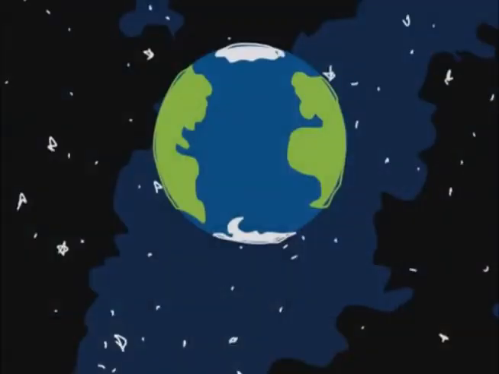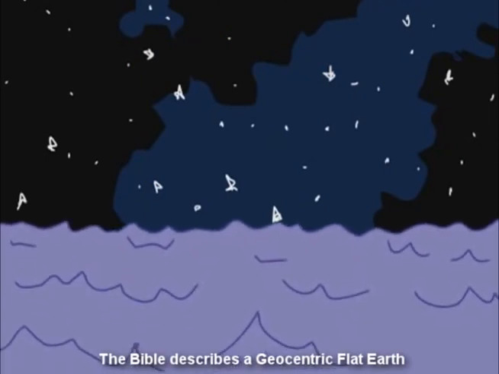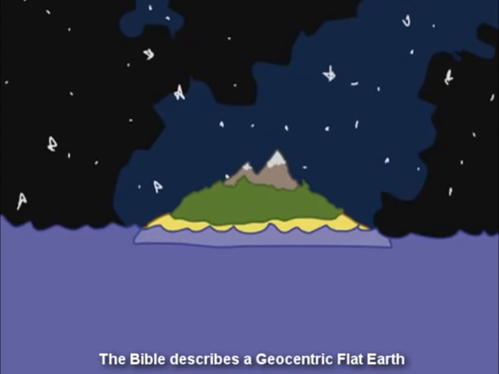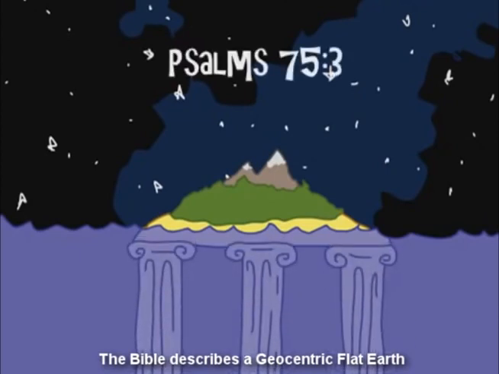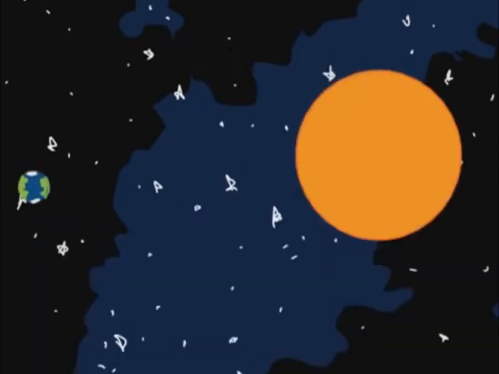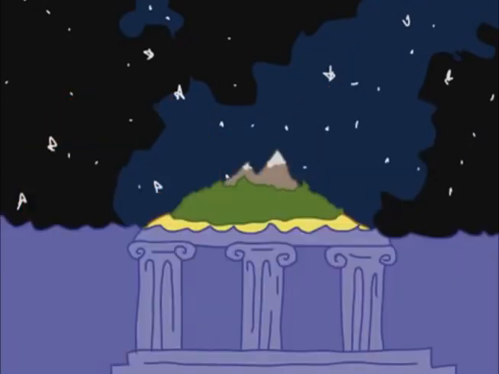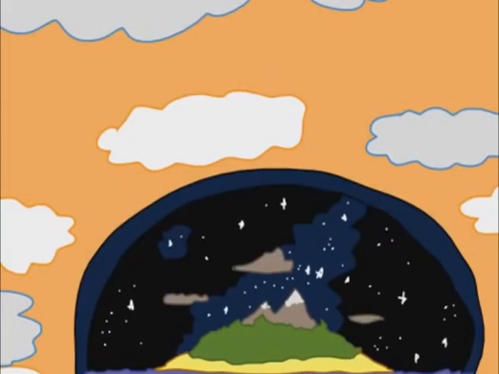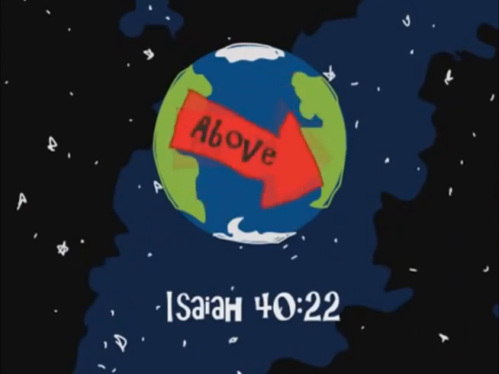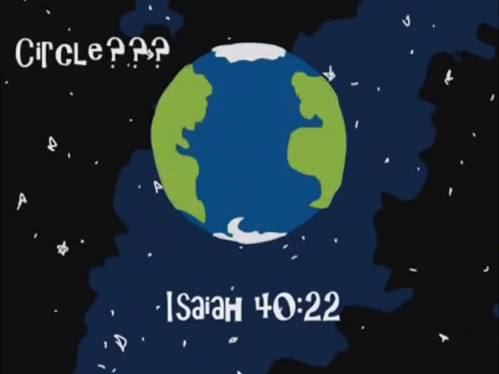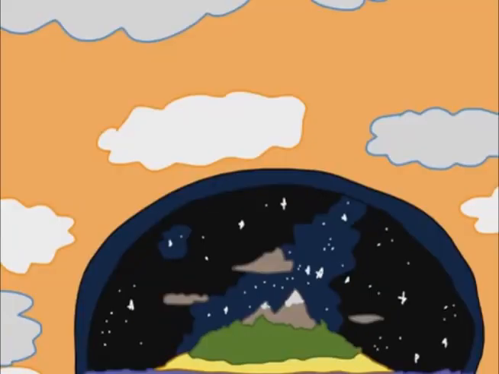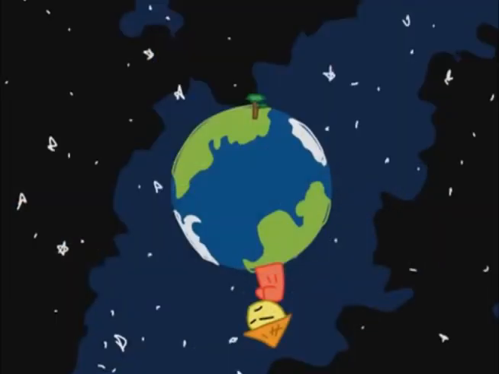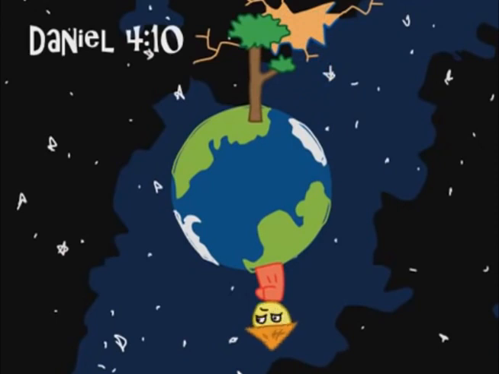He inscribes a circle upon the face of the waters. It is I who keep steady the pillars. The world is established, it shall never be moved. Thou didst set the earth on its foundation. He made firm the skies above. It is he who sits above the circle of the earth, who stretches out the heavens like a curtain and spreads them like a tent to dwell in. The tree grew and became strong, and its top reached to the heavens, and it was visible to the end of the whole earth.